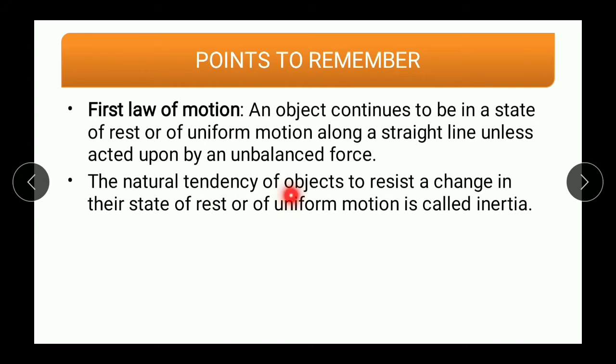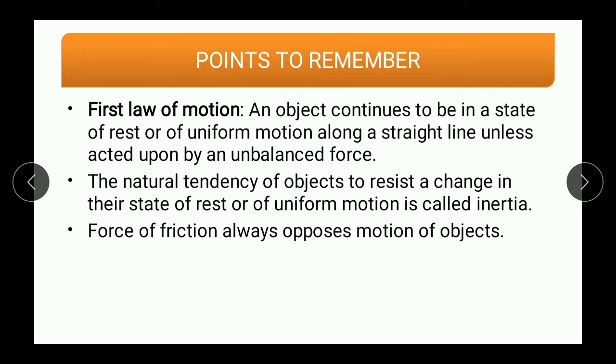The natural tendency of an object to resist a change in its state of rest or uniform motion is called inertia. So this resistance of an object, which is its natural tendency, is resistance for what? Resistance to change in its state of rest or uniform motion. It means that suppose there is an object and if you try to move it, then it will try to resist you. Or if the object is in uniform motion and you try to stop it, then it will try to resist you. This resistance is called inertia.